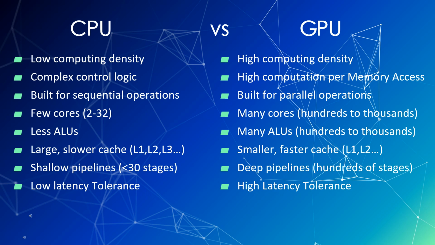Here we are going to compare the GPU to the CPU. The GPU has a substantially higher computing density than the CPU, which means that the GPU executes a lot more operations per unit time than the CPU. Because as we may know, the CPU has a complex control logic which has to fetch, decode, and execute operations while dealing with hazards and pipeline stalls, whereas the GPU has high computation per memory access, which means that the ratio of arithmetic operations to memory operations is very high, which makes it perfect to deal with parallel operations such as visual computing.